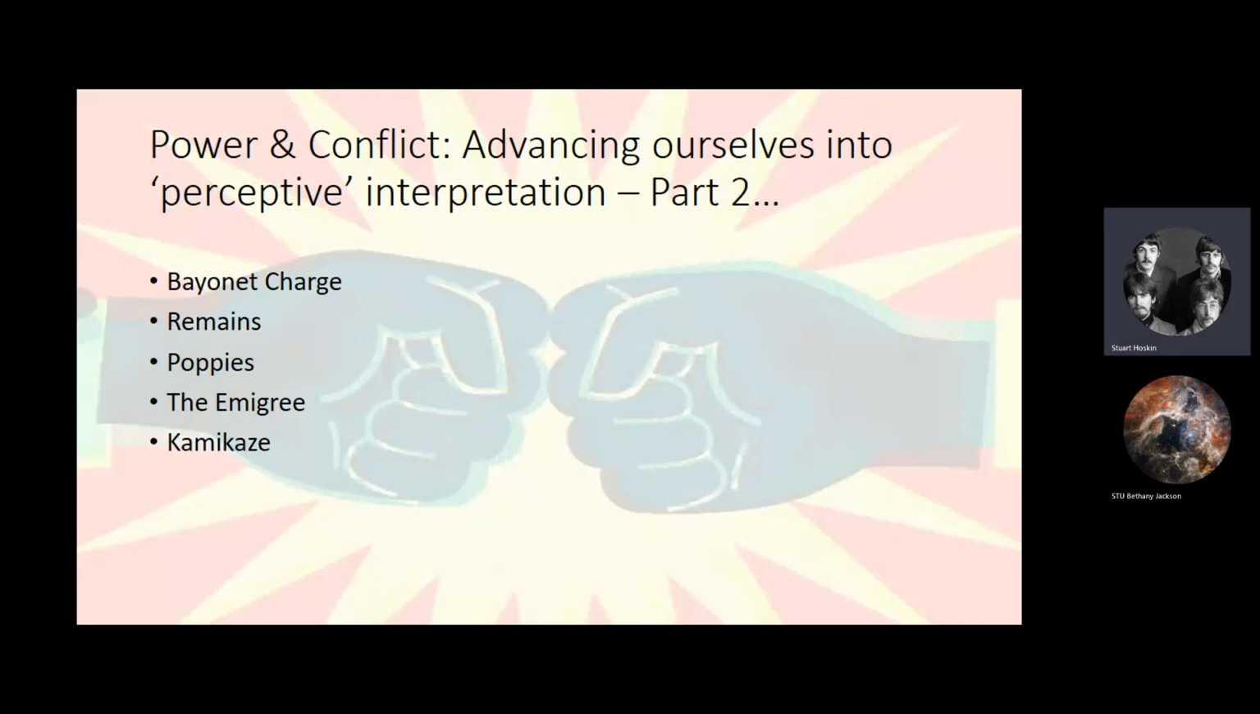Some of them are potential primary poems as well. Poppies, The Emigre and Kamikaze could well come up as a primary poem there. I don't think Bayonet Charge will. It came up last year and it's come up twice. I don't think Remains will. It came up about 3 years ago, so not that long ago. Won't say definitely, but I'm pretty sure not. So there's a lot to be gained from these 5 poems here.